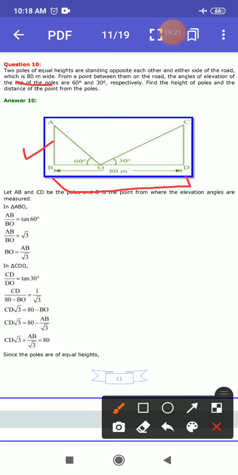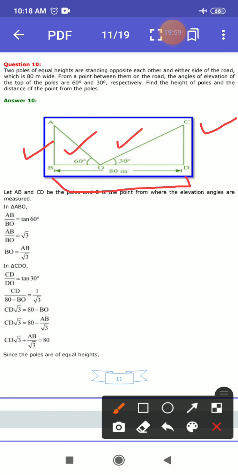Okay, now from a point between them on the road, the angles of elevation of the tops are 60 and 30. This is a road, BD is the road, and on the road there is a point O. If you look at the top of this pole, that is A, then the angle made is 60, and if you look at the top of the next pole, that is C, then the angle made is 30.